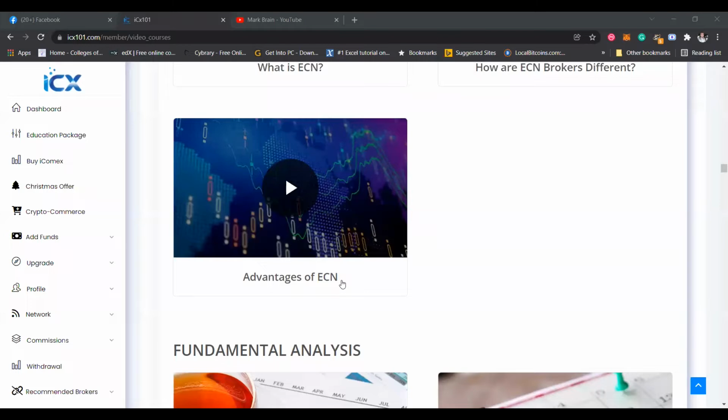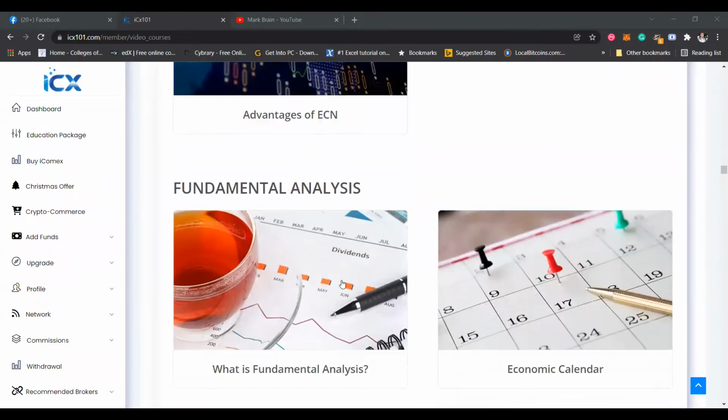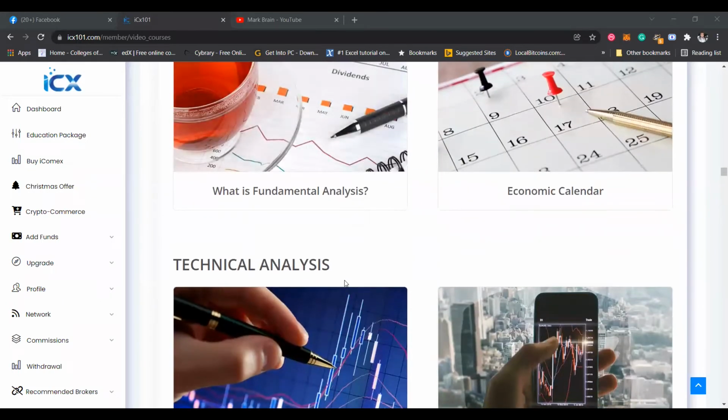We have types of brokers. We have market makers and we have ECN. Those are the major two, but we have more than two. We are going to break all those things down when we start our major class. And fundamental analysis, economic calendar.